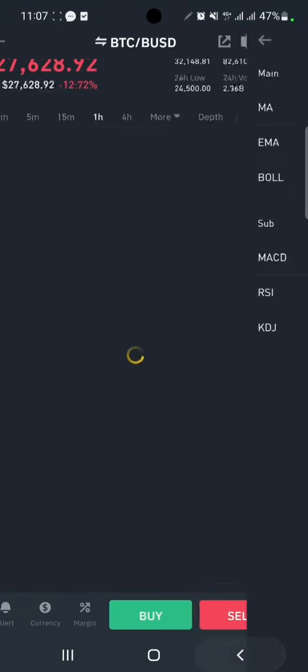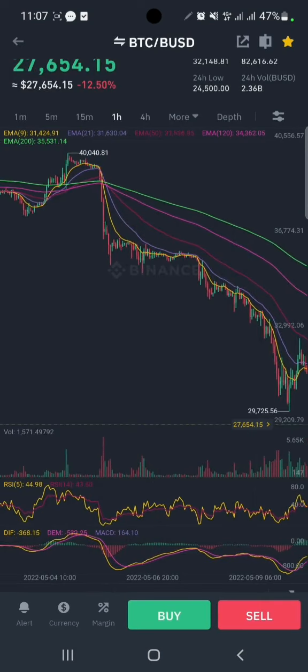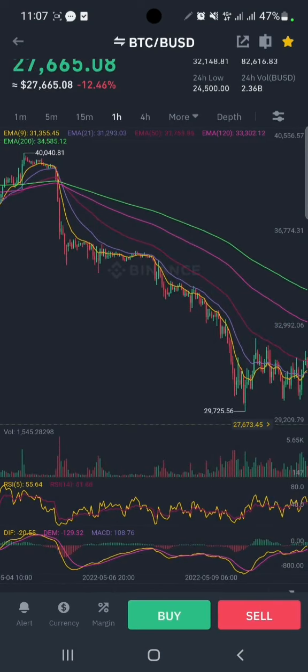Okay, so let's go back to, of course, set your colors and everything. So the principle is the same. Look at the colors here now. We have the lowest value, 9, is yellow. Then 21 is purple. 50 is red. 120 is pink. And then lastly, 200 is green.